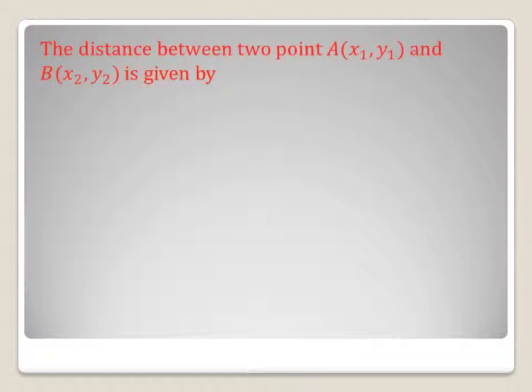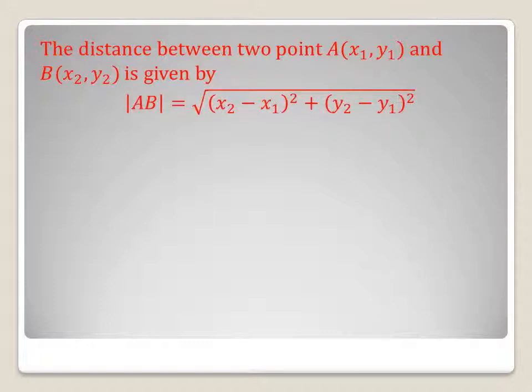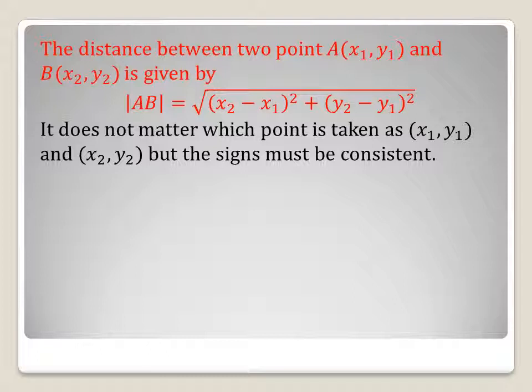In general now, the distance between 2 points, A with coordinates x1 and y1 and B with coordinates x2 and y2, is given by AB equals the square root of (x2 minus x1) all squared plus (y2 minus y1) all squared. It does not matter which point is taken as x1, y1 or x2, y2. What matters is that the order in which they are taken must be consistent.